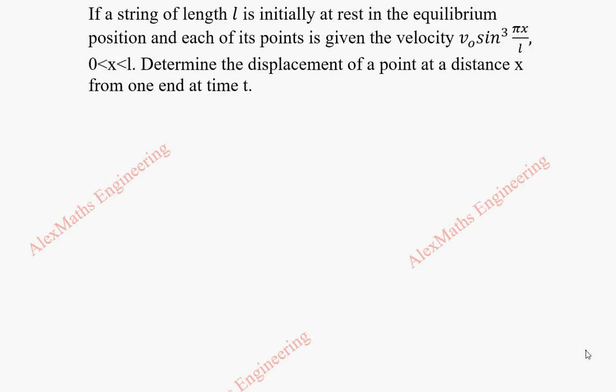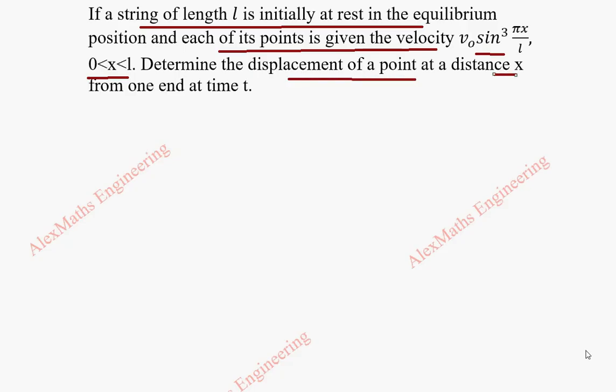In this video, they have given that a string of length L is initially at rest in equilibrium position, and each of its points is given the velocity v0 sin cube(pi x by L), with x ranging from 0 to L. We have to find the displacement of a point at a distance x from one end at a time t. Let's write the initial conditions and boundary conditions.